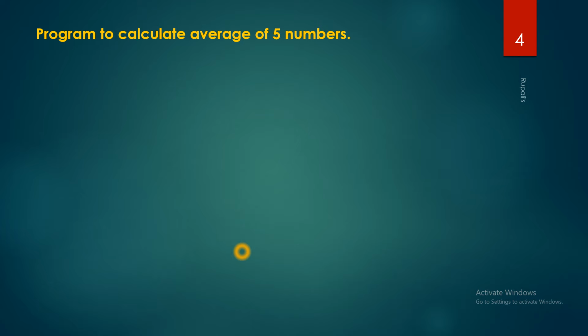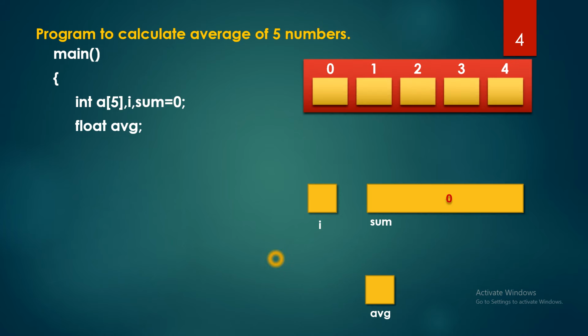Take another example: program to calculate the average of 5 numbers. So I am writing the program here. The variables are: one integer array of 5 elements. Then i, one integer variable; sum is another integer variable, initialized to 0; and float avg is another float variable.